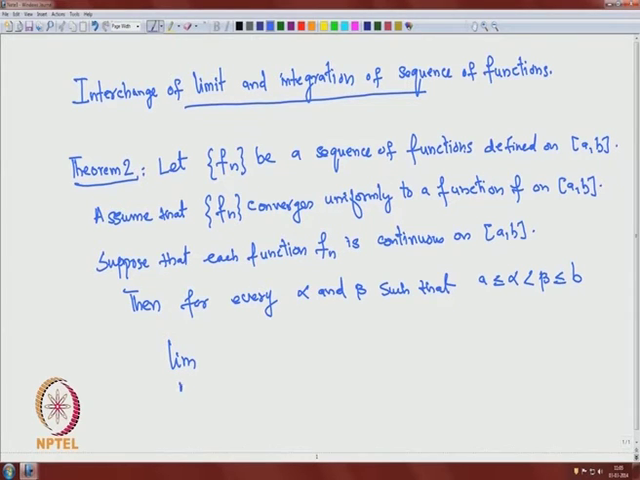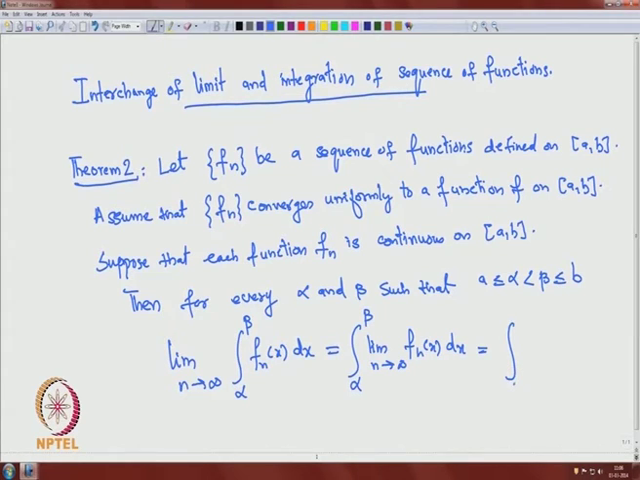limit n goes to infinity integral alpha to beta fn x dx is equal to the integral alpha to beta, where we can take the limit inside, limit n goes to infinity fn x dx, which is nothing but integral alpha to beta fx dx.